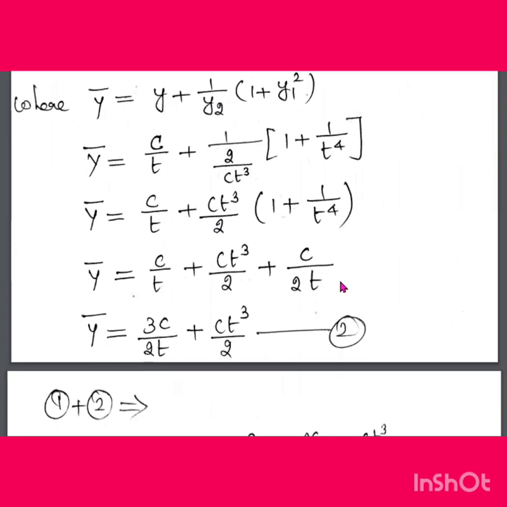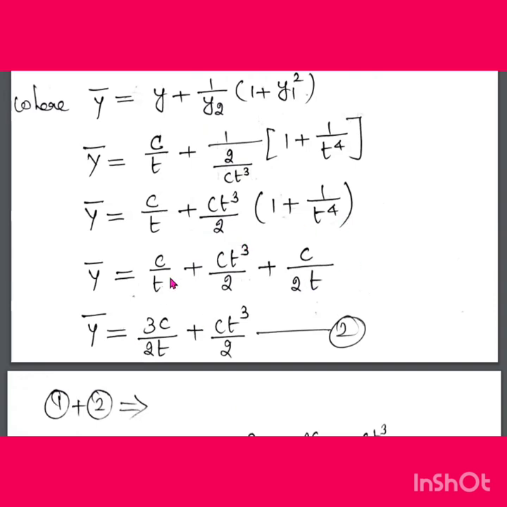Next we are going to find y bar. y bar is equal to y plus 1 divided by y2 into 1 plus y1 square. So y bar is equal to c divided by t plus 1 divided by 2 divided by ct cube into 1 plus 1 by t power 4. So y bar is equal to c divided by t plus, written as reciprocal, ct cube divided by 2 into 1 plus 1 by t power 4.